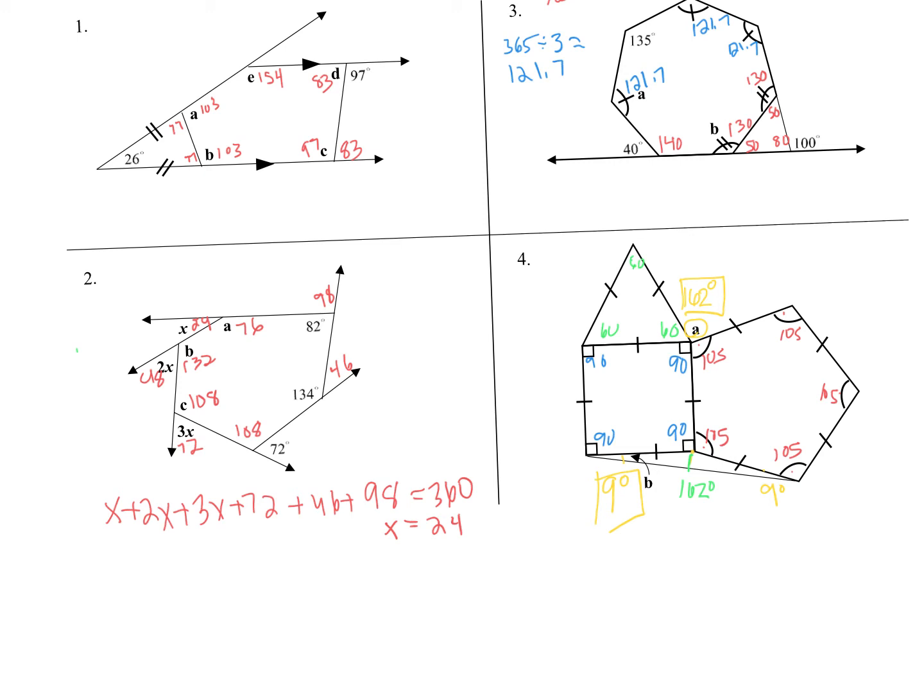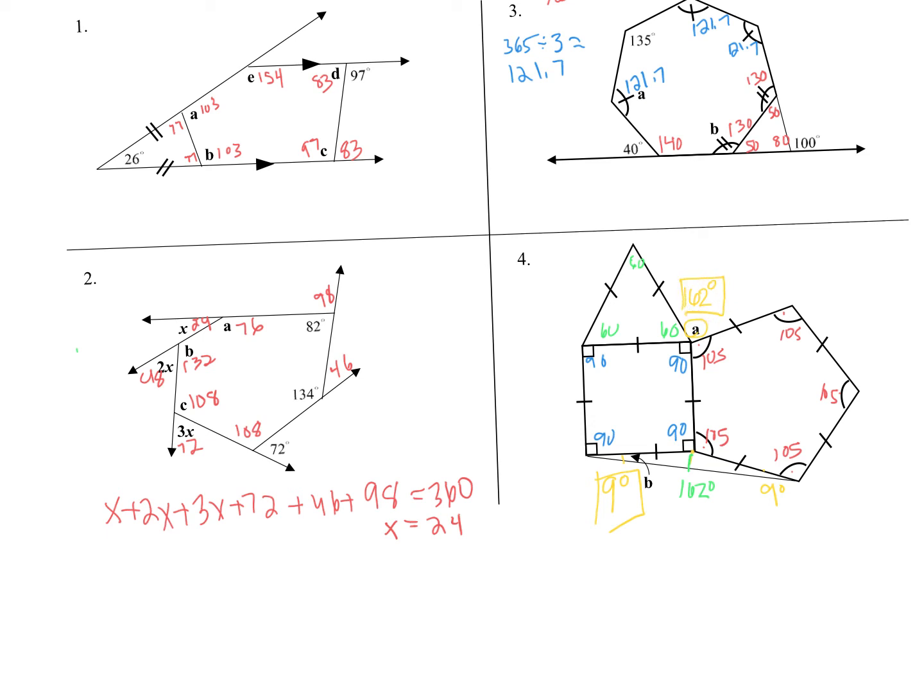Last one on this page. If this is an equilateral triangle, each one of these is 60, so I knew that was 60. This is a square, so this is a 90. This one is 1, 2, 3, 4, 5, so that's a pentagon. And if I take and divide that out, that's going to be 105 for each one of those. So then I've got 360 minus 60 minus 90 minus 105. That gives me that angle is 162 there.